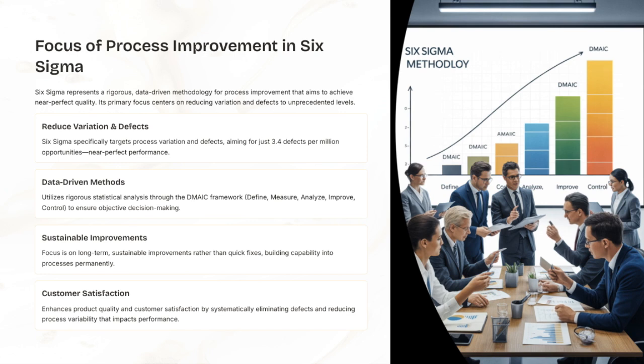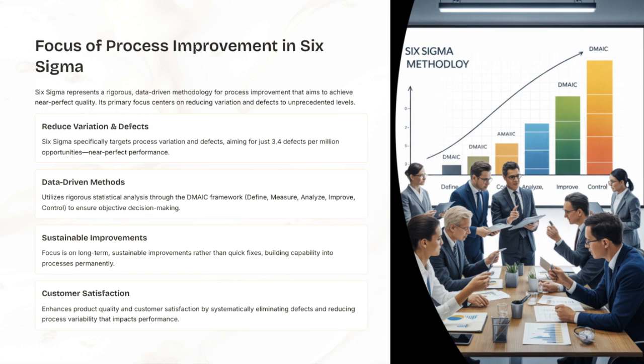We utilize rigorous statistical analysis through the DMAIC framework: define, measure, analyze, improve, and control. This structured methodology helps us make objective decisions based on data, reducing guesswork and increasing our chances of success. Six Sigma specifically targets process variation and defects. Its goal is to reach a level of near perfection, about 3.4 defects per million opportunities. That's an incredibly high standard, but it pushes us toward excellence and continuous improvement.